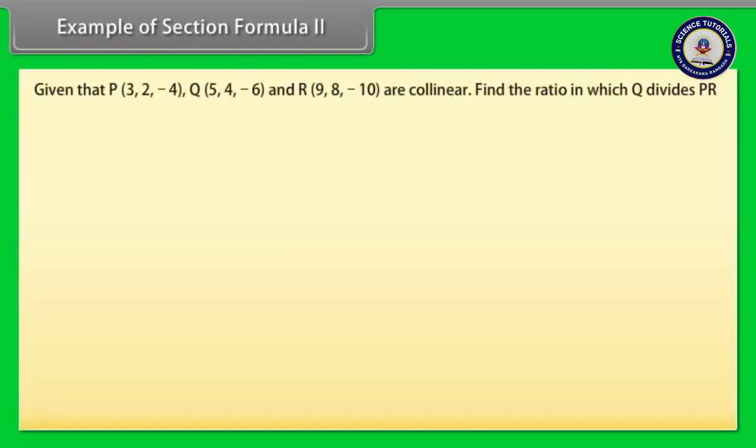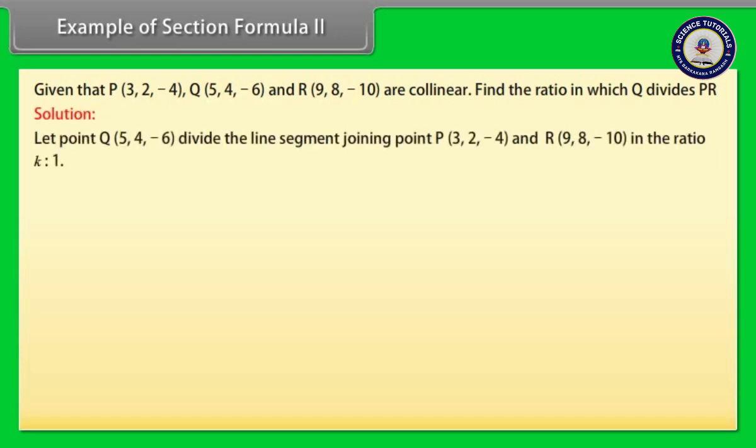Example of section formula 2. Given that P (3, 2, -4), Q (5, 4, -6) and R (9, 8, -10) are collinear, find the ratio in which Q divides PR. Solution. Let point Q (5, 4, -6) divide the line segment joining points P (3, 2, -4) and R (9, 8, -10) in the ratio k:1.